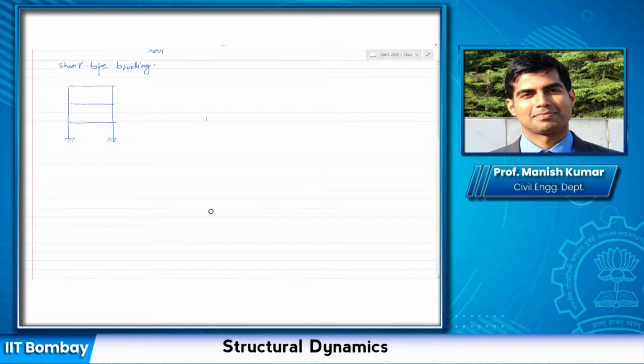For a shear type building, we neglect any axial deformation. Axial deformation is neglected. Then the second assumption, which we will see, is that any kind of flexure deformation in the beams is also neglected. And you just don't have to take my word for it.